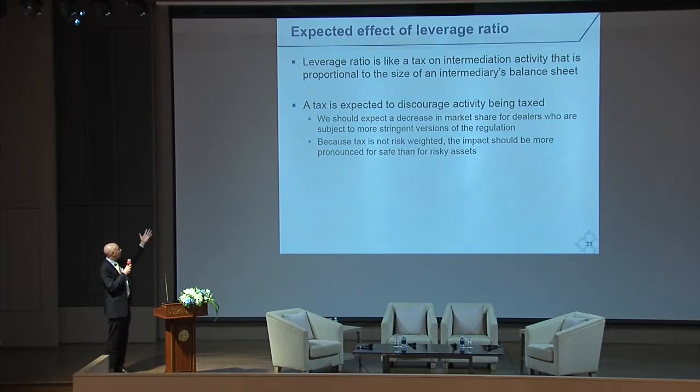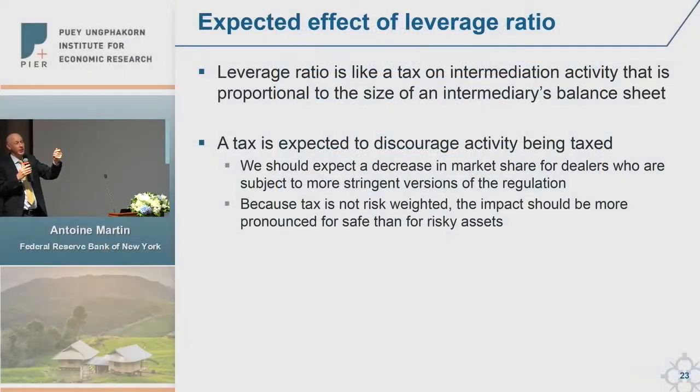So why? The leverage ratio is like a tax on intermediation activity, right? That's what it's supposed to do. But it's proportional to the size of the balance sheet and not the riskiness. So if you're doing an activity like a repo, which is incredibly safe, because you're protected, especially repo against treasury securities, government securities, then this will have almost no additional risk on your balance sheet, but that activity will grow your balance sheet, and so it will be impacted by the leverage ratio.